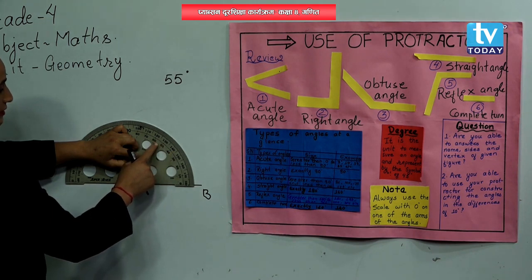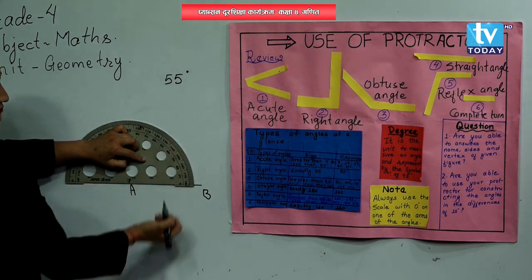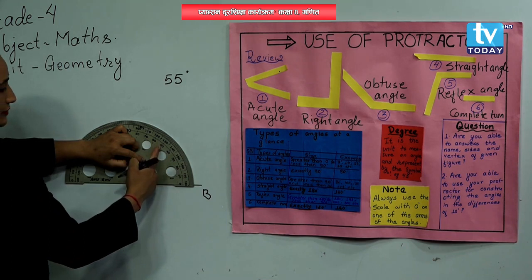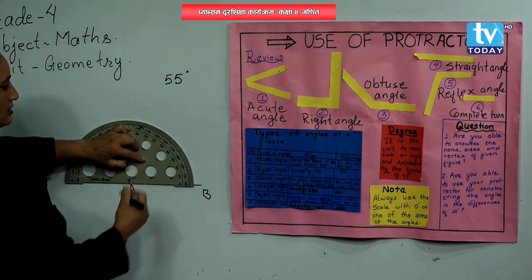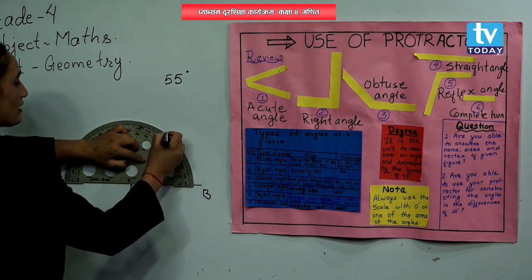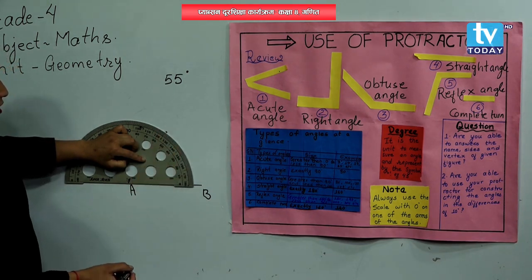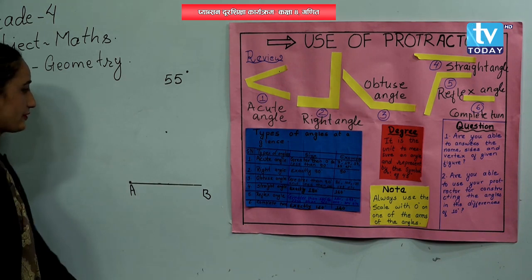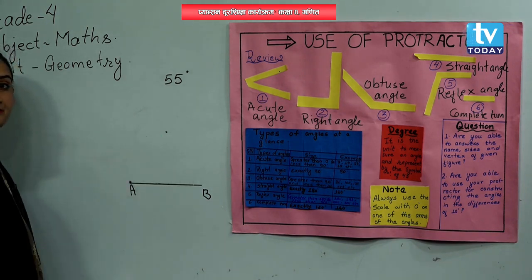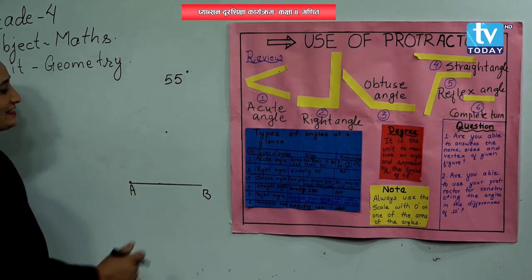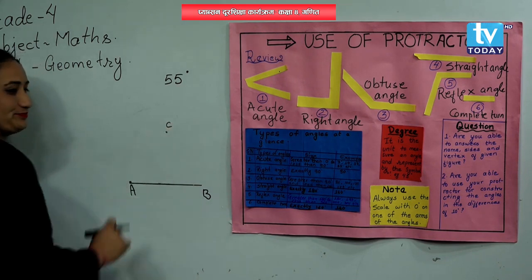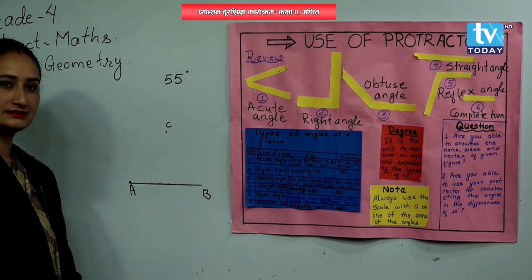And can you see the middle line over here? In between 50 and 60. So this middle point is known as 55. Please plot the point over here. Can you notice this one point? Then write the point name as C. Done?